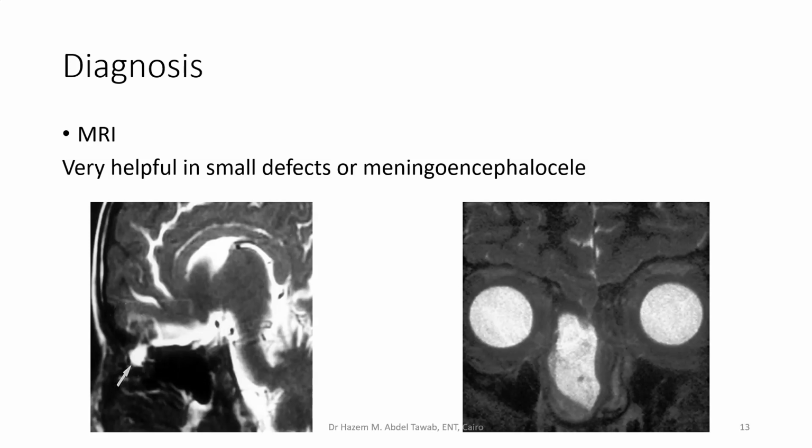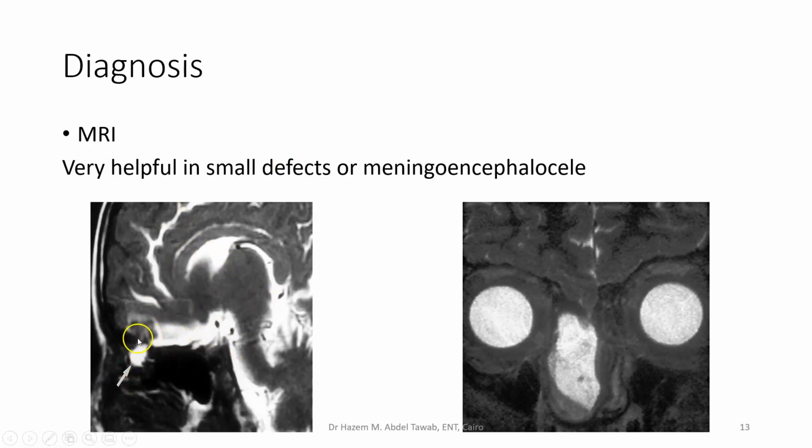MRI is very useful. Actually, it is one of the helpful methods, and one of the diagnostic tools, together with the beta transferrin mentioned before, to diagnose CSF rhinorrhea. It's very helpful in very, very small defects, as we see here in this picture, where the CSF, as I have said, is in the T2 weighted pictures, because all the fluids will appear in the white color.